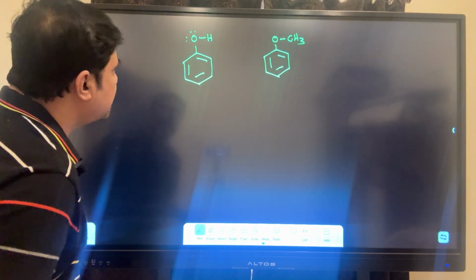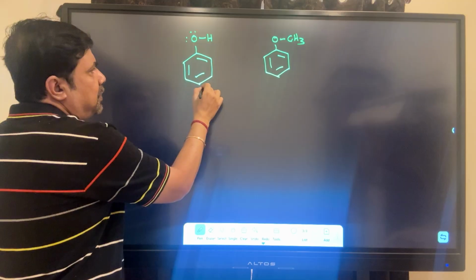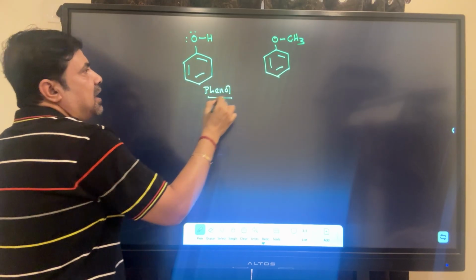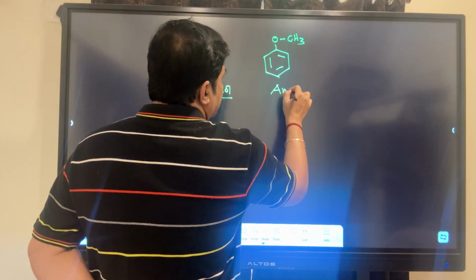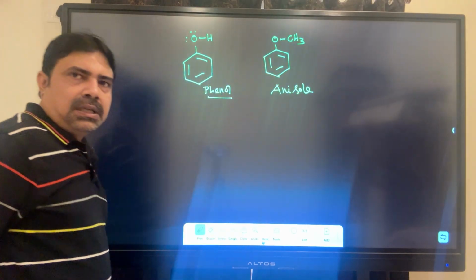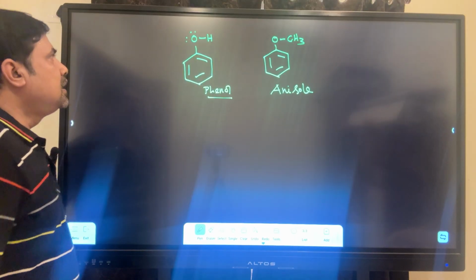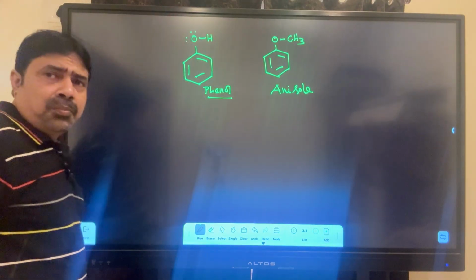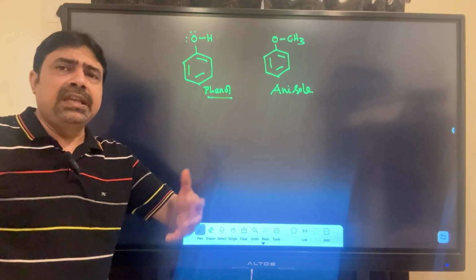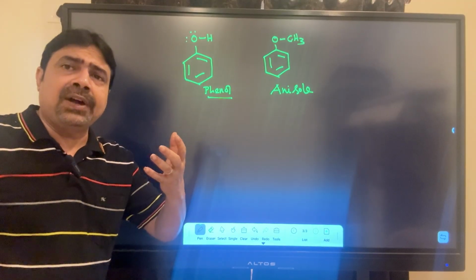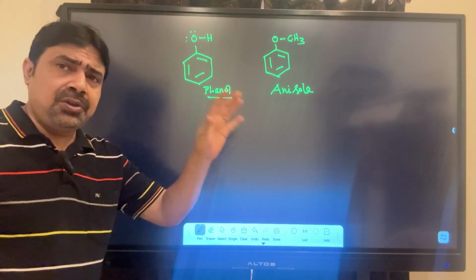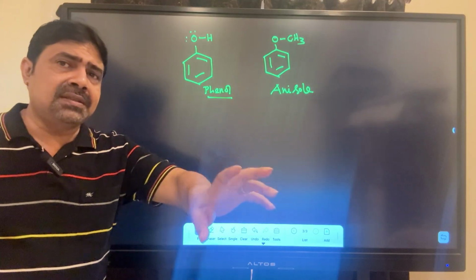Now this is a phenol, everybody knows this very famous structure. And this is nothing but an anisole, a phenyl methyl ether, which is called anisole. Now here, oxygen has more electronegativity than carbon. Through the inductive effect, it will take the electron via sigma bond towards itself. But through the resonance, it will release the electron towards the benzene ring.